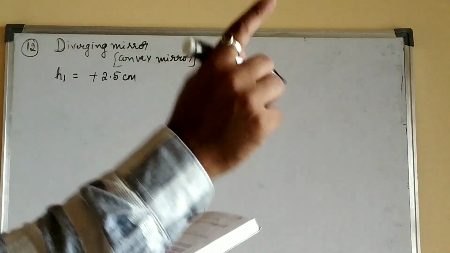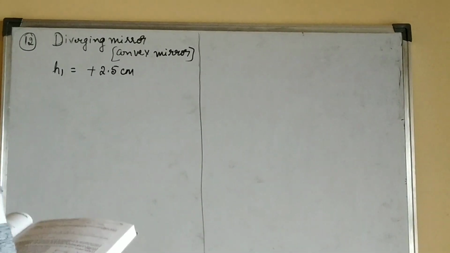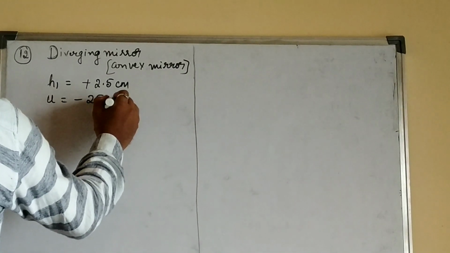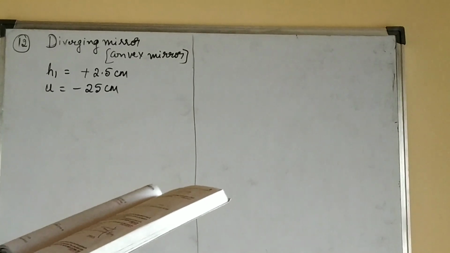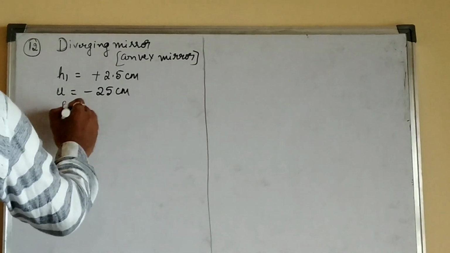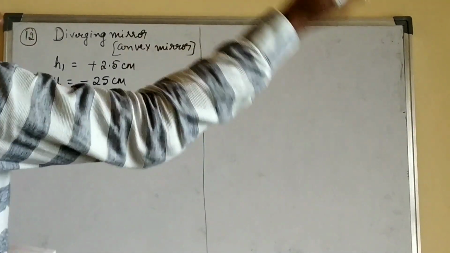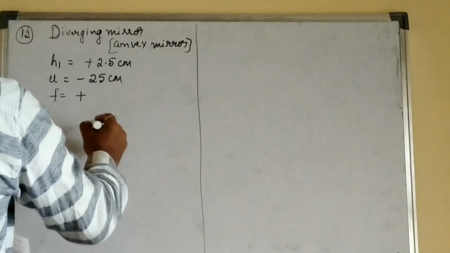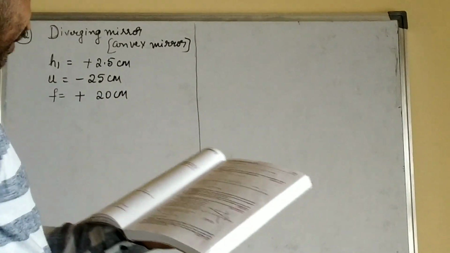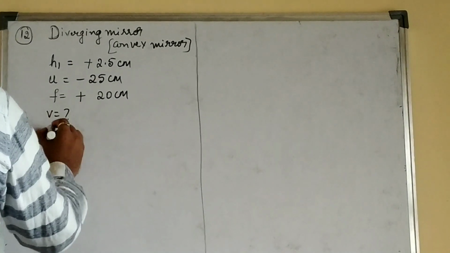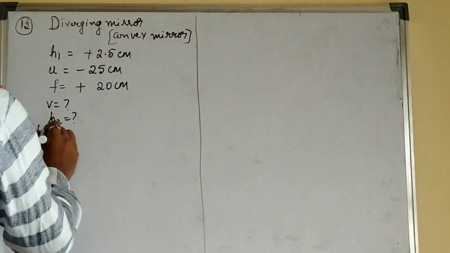An arrow 2.5 centimeter high is placed at a distance of 25 centimeter. Means u is equal to 25 centimeter with a negative sign, from a diverging mirror, that is convex mirror, of focal length. Now, focal length is towards the virtual side, that is the right side of the mirror. So you will get what? Plus. So focal length is how much? 20 centimeter. Of focal length 20 centimeter. Find the nature, position and size of the image. You have to find h2 and the nature of the image.